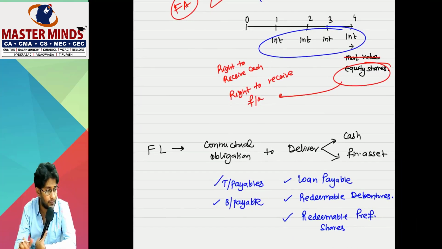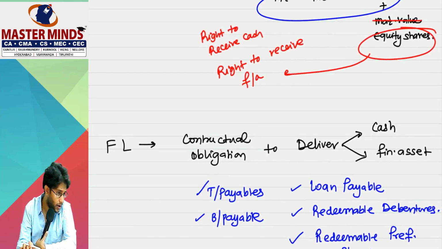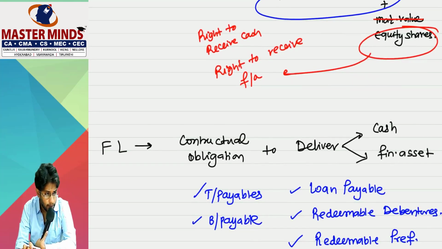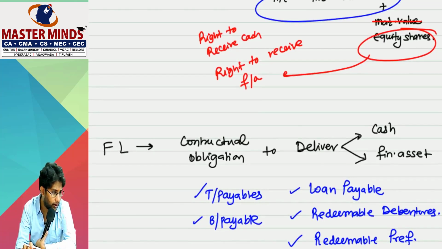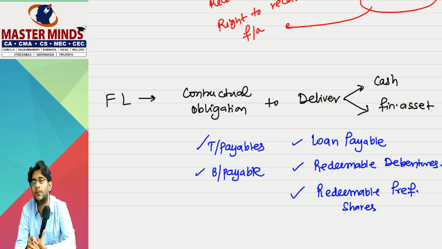Okay, answer this. Electricity bill outstanding. This month's bill has come, sir, we did not pay. Balance sheet it's appearing. Financial liability, yeah? No. Financial liability.